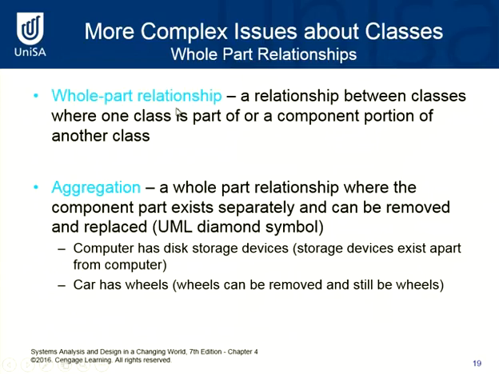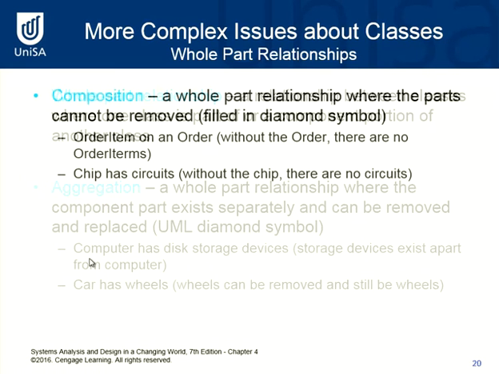Okay, so other ways we can represent, apart from the inheritance, superclasses and subclasses, and abstract class versus concrete class, we can have whole to part relationships, and we can have aggregation. Okay, and this basically allows you to show classes that either have components that make up the whole, and the whole doesn't exist without its components, or you can have a whole part relationship where the component parts exist separately and can be removed. Okay, so I'll show you some examples here.